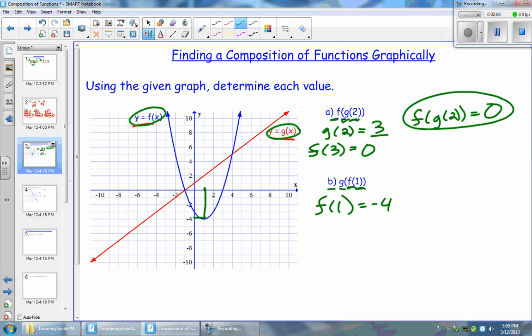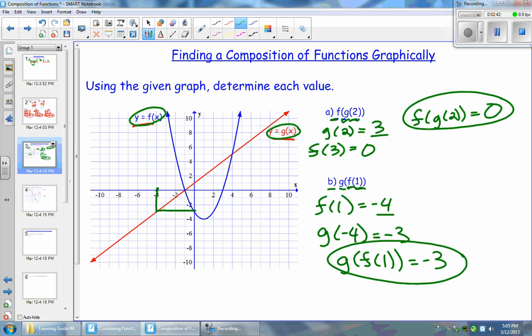Once you have that value, you're going to stick it into the outside function, which is g. So g of negative 4. Now we're looking at the linear red graph. So find where x is equal to negative 4, which is right here, and find the corresponding y value on y is equal to g of x. Right there, it looks like the y value is negative 3. So to conclude this part, g of f of positive 1 is equal to negative 3. So there's my final answer for that question.